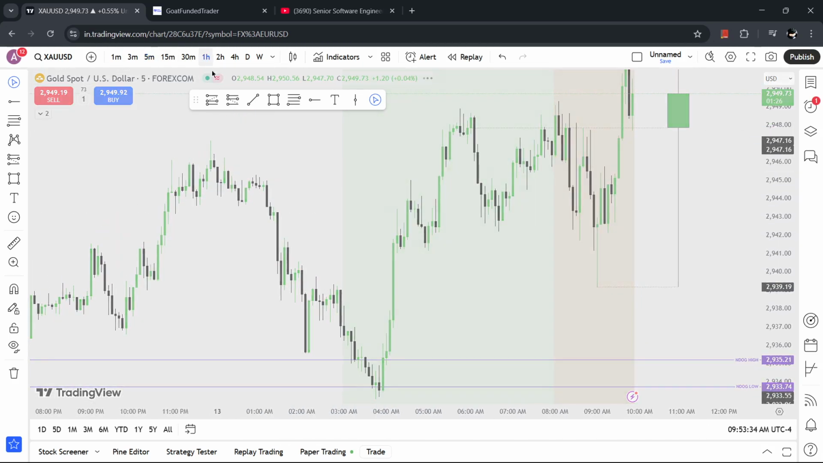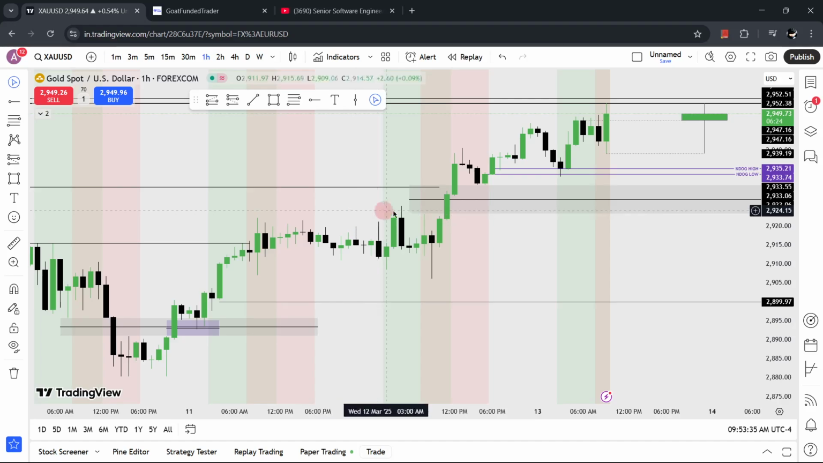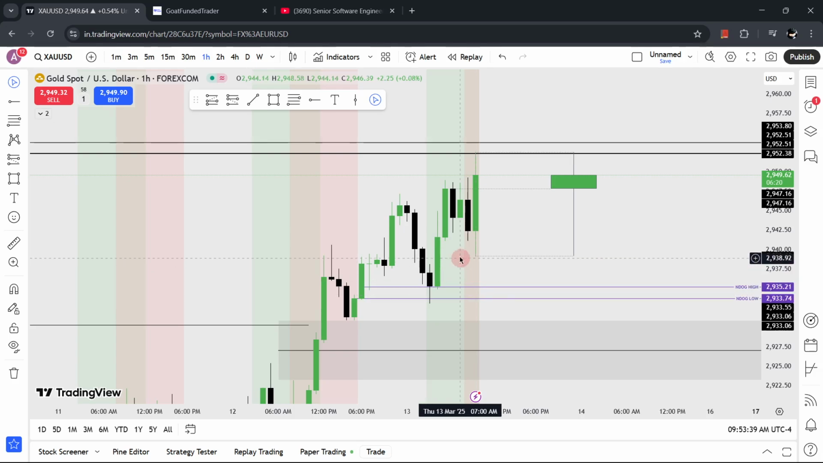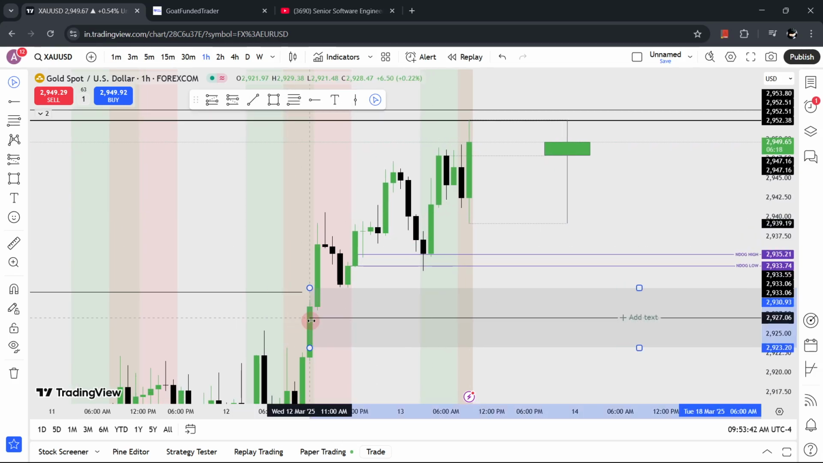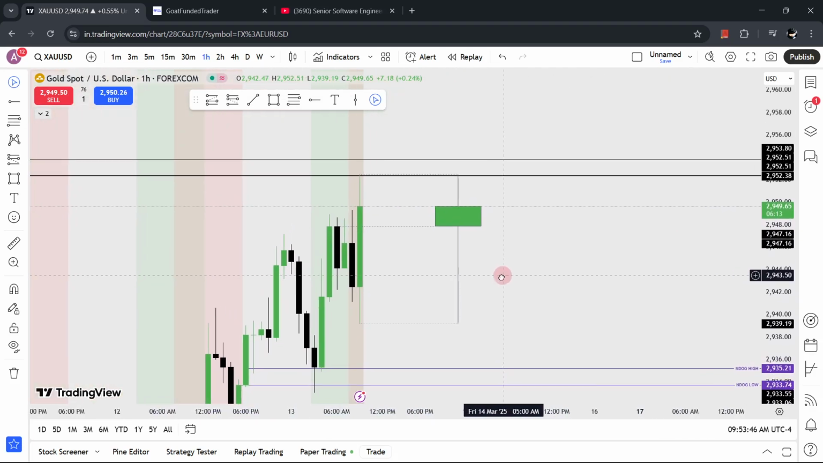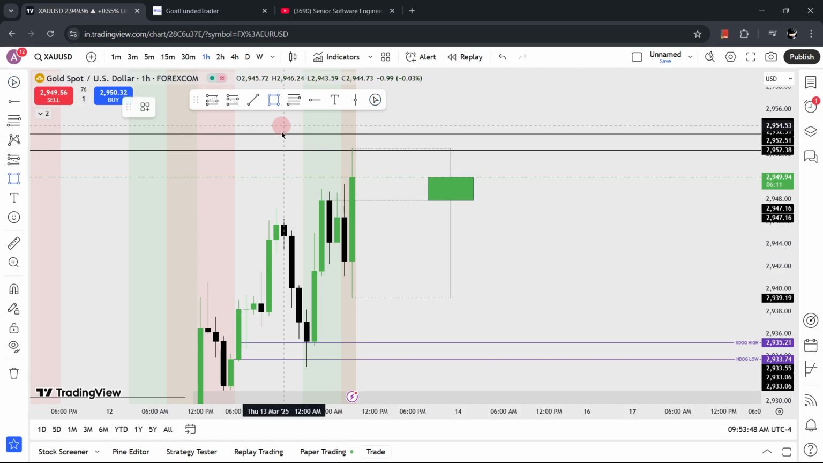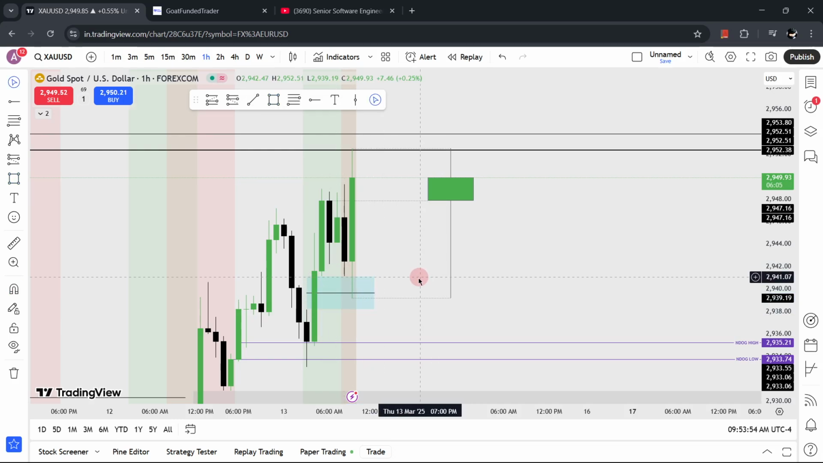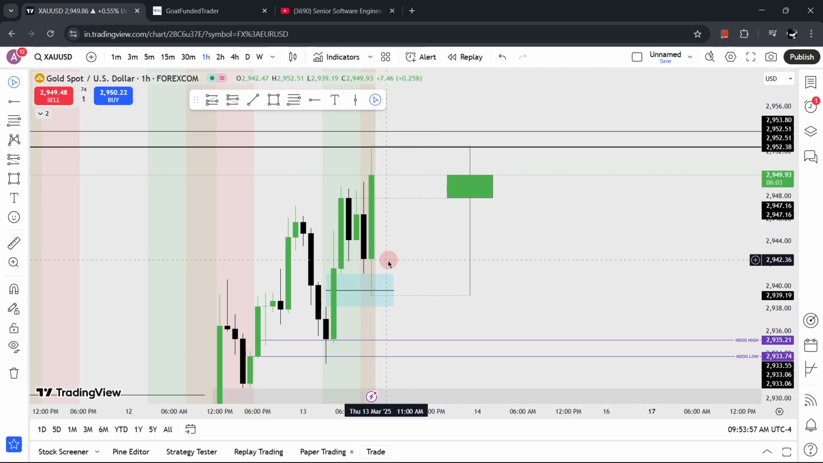Okay, so in the 1 hour chart, I want you to focus up here. Okay, so this was that 4 hour gap I mentioned earlier. And what we had here was this 1 hour gap. Okay, my main focus of the day is to catch a trade from this gap.